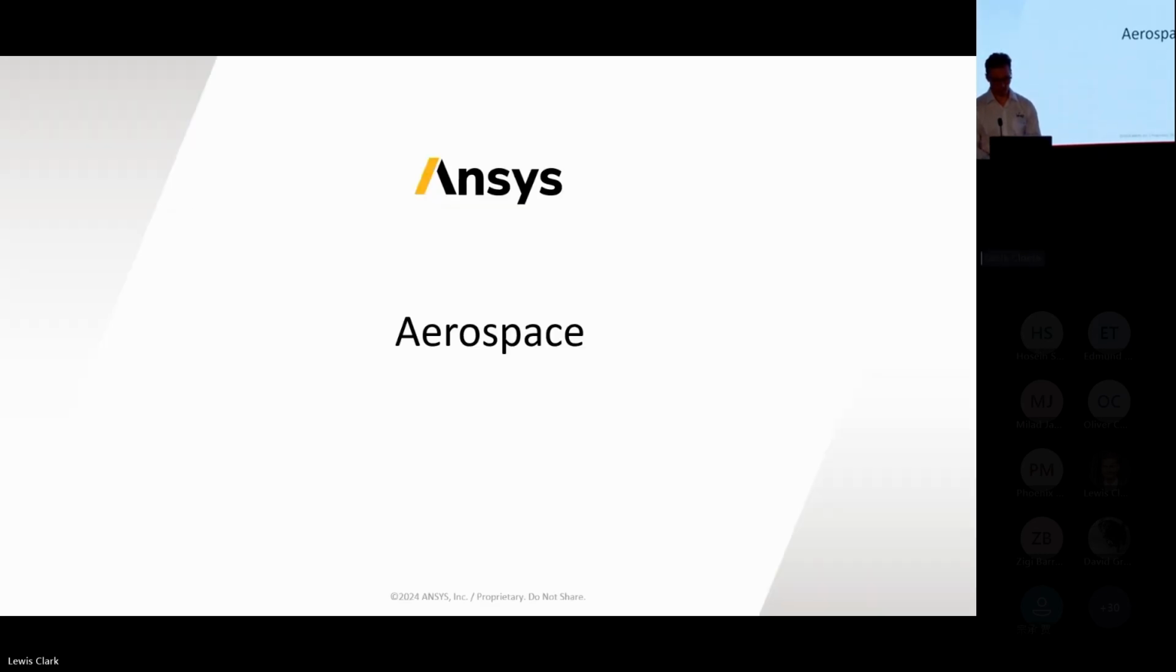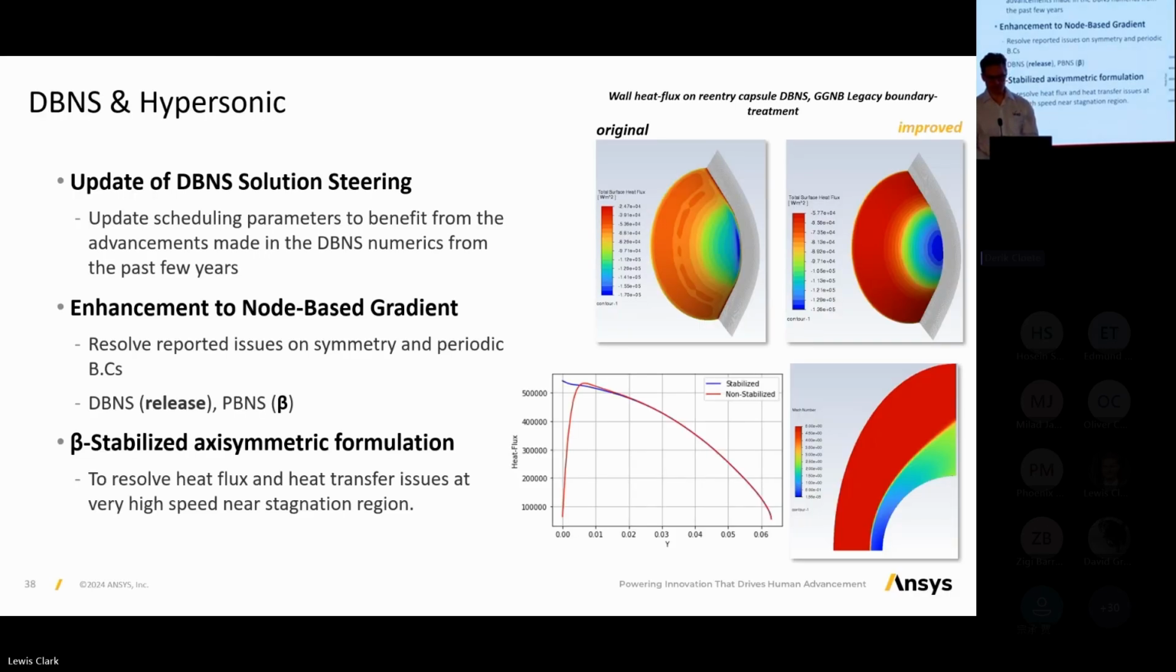Alrighty, onto aerospace. I'll start with some high-speed flows, so the density solver in particular. There's been an update to solution steering. Anyone that has used solution steering in the past might have found it a little bit clunky. Solution steering, by the way, is kind of like adaptive time stepping. You can tell it to start with a really, really small Courant number, and then as the solution stabilizes, it'll ramp up to a higher Courant number and get through your simulation more quickly. So there have been some improvements there.